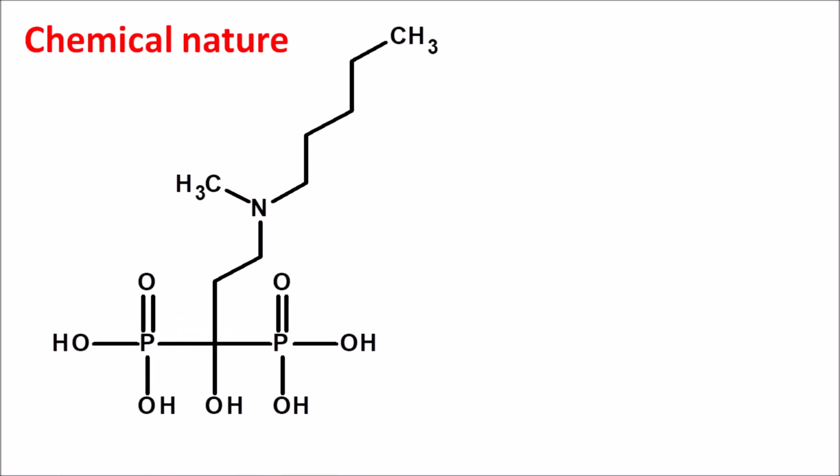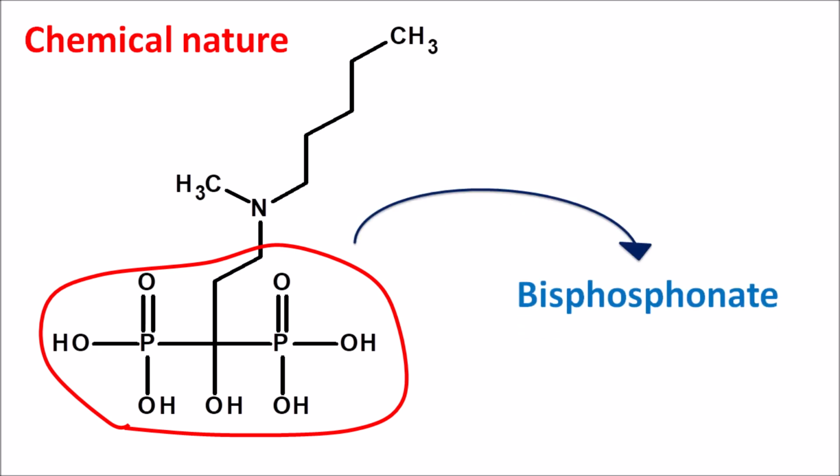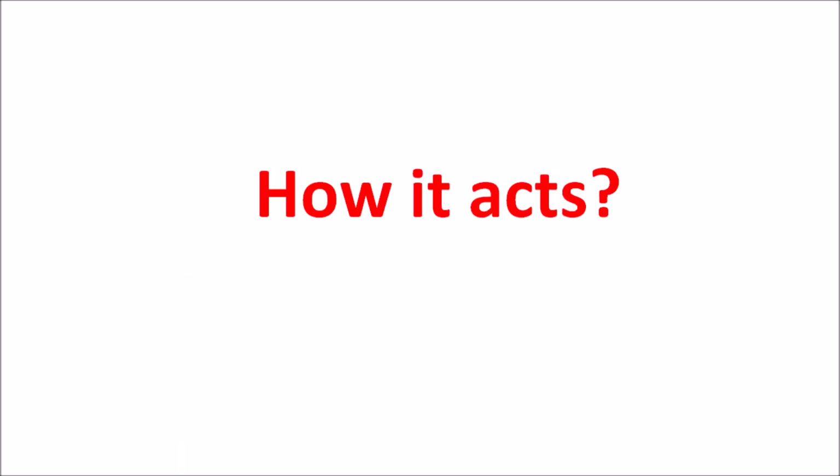So this is the structure of Ibandronate. Here this entire group indicates this drug is having bisphosphonate moiety. And here we can also observe the nitrogen which is present as amine. So Ibandronate is an amine containing bisphosphonate. Now let us see how this drug acts.